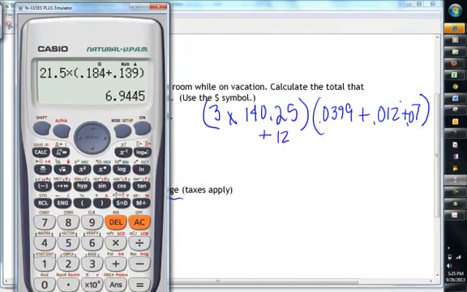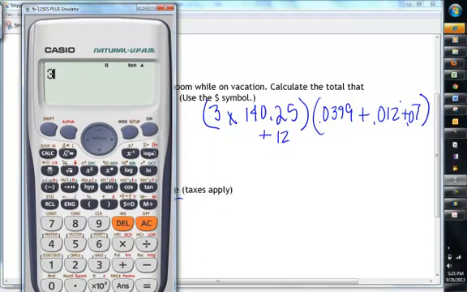All right, here we go. 3 times. Now notice, we need to multiply by the sum of those two things. Let's add them together. 140.25 plus 12. And we're going to take that whole sum times the amount of tax, 0.0399 plus 0.012 plus 0.07. Now that is just the amount of tax. So we have $55.68 in tax.